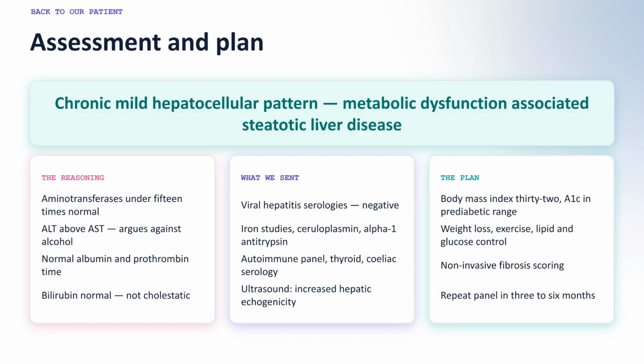Back to our patient. His aminotransferases are under 15 times the upper limit, and alanine aminotransferase exceeds aspartate aminotransferase, which argues against alcohol. His albumin and prothrombin time are normal, so synthetic function is intact. His bilirubin is normal, so this is not cholestatic. We sent the chronic panel. Viral serologies negative. Iron studies, ceruloplasmin and alpha-1 antitrypsin, normal. Autoimmune, thyroid and coeliac studies negative. And his ultrasound showed increased echogenicity. With a body mass index of 32, this is steatotic liver disease.